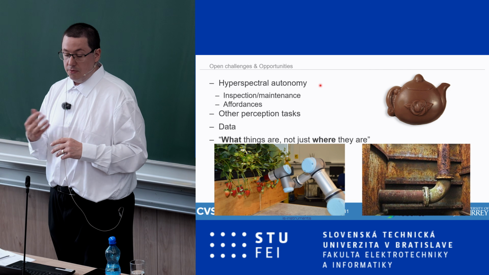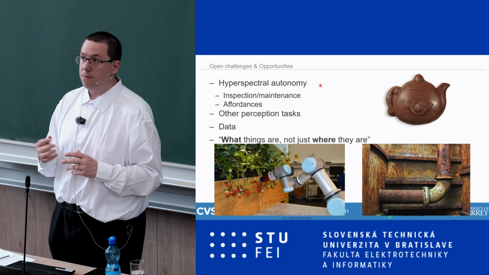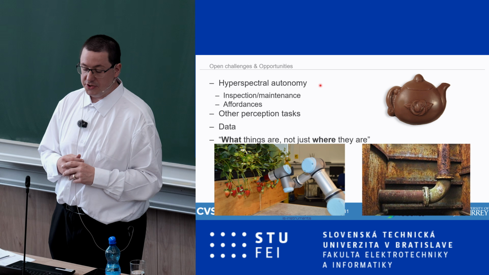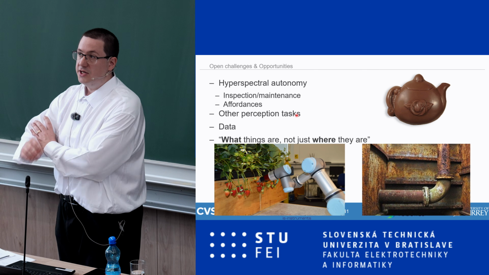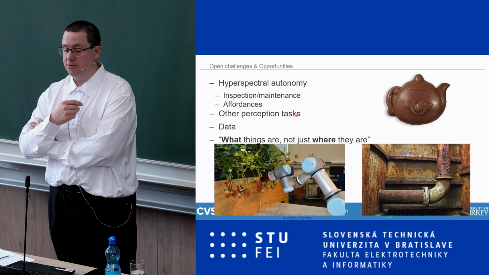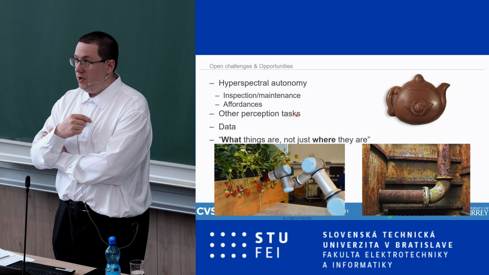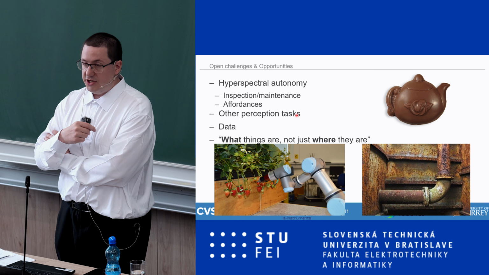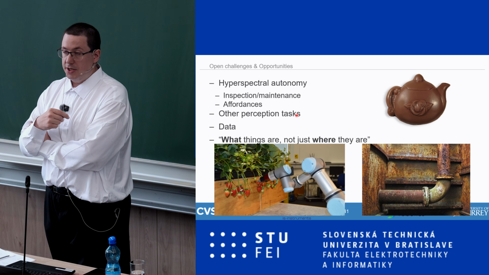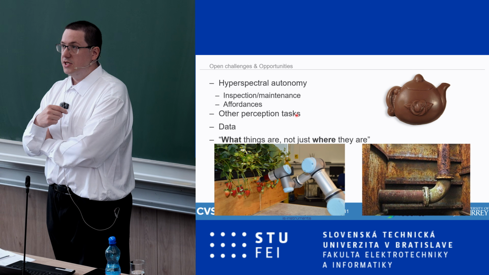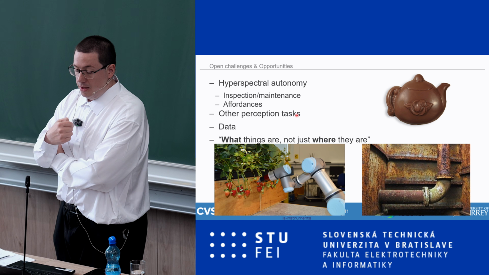Also things like inspection and maintenance, how we can inform the decisions we make based on the composition of the environment. Also, I think there's probably lots of other perception tasks that could be adapted to hyperspectral data. So my group are looking at the moment at relocalization and scene relighting and a few other things in the hyperspectral domain, but I'm sure there are millions of other problems that solutions exist for RGB, but not for hyperspectral data.